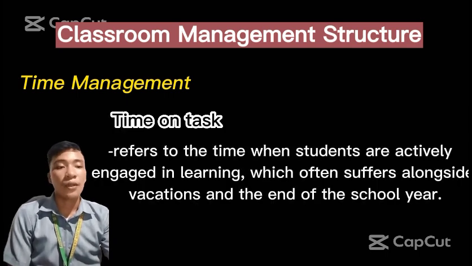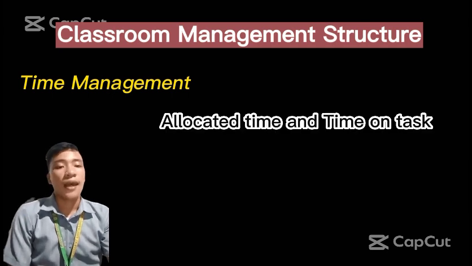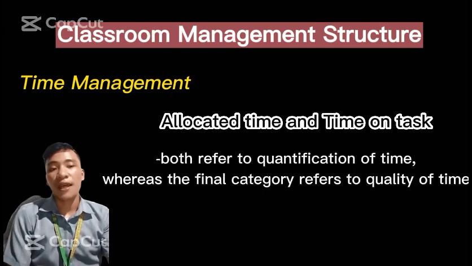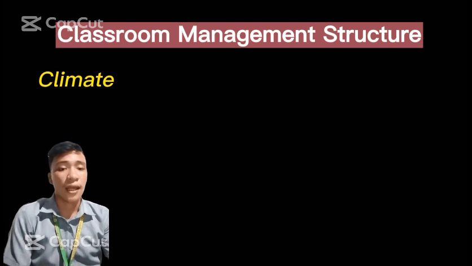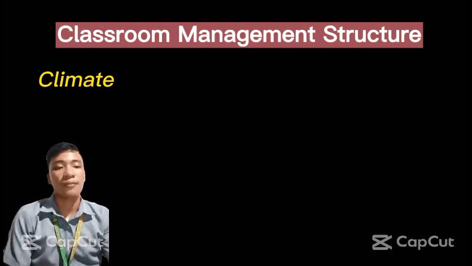Time on task refers to the time when students are actively engaged in learning, which often suffers alongside vacations and the end of the school year. Allocated time and time on task both refer to quantification of time, whereas the final category refers to quality of time. Academic learning time is where students are actually learning at their own level.